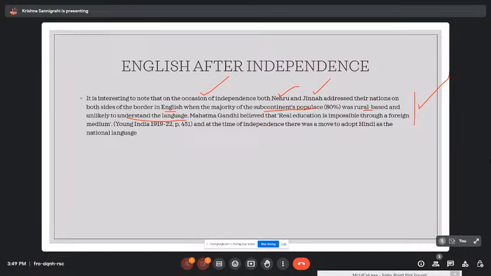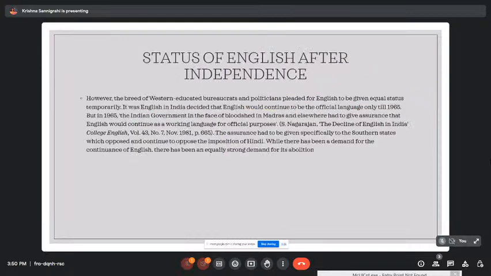And this is what shows the kind of status which English had already gathered during this time. So Mahatma Gandhi believed that real education is impossible through a foreign medium. And at the time of independence, there was a move to adopt Hindi as the national language. So we see that Mahatma Gandhi was very strict on this, and he stated that we cannot have real education in a foreign language. And hence he wanted to adopt Hindi as the national language.